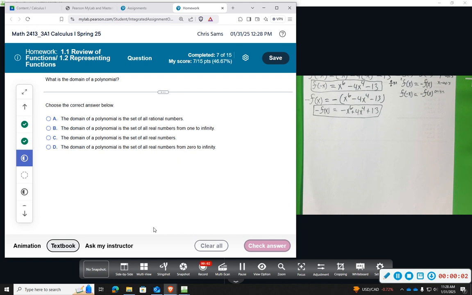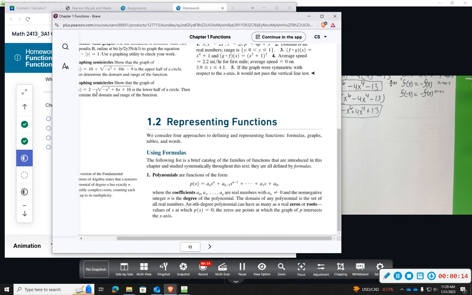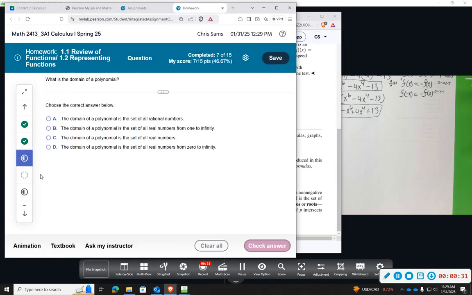All right, so we're looking at problem number 8. This is just a vocabulary or knowledge fact. It wants to know what is the domain of a polynomial. So I've opened the online textbook, and in 1.2 it tells you right here in the beginning what a polynomial is, and then in the second sentence it says, the domain of any polynomial is the set of all real numbers. So that's just you being familiar with that concept.